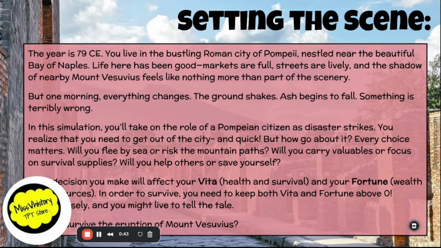Their decisions are going to affect their Vita, which is their health and survival points, and their fortune, which is their wealth and resources. And the goal of the simulation is to keep both of those numbers, their Vita and their fortune points, above 0.